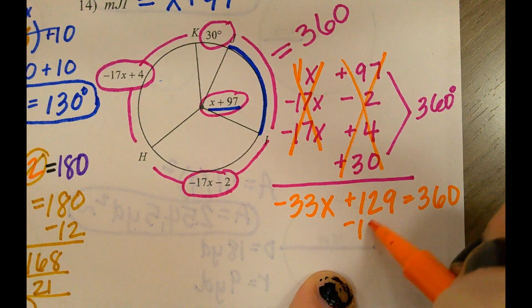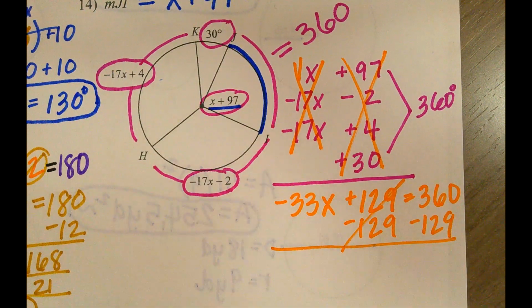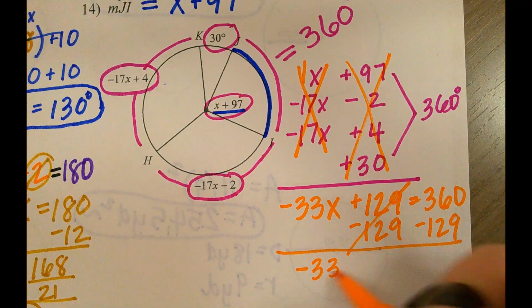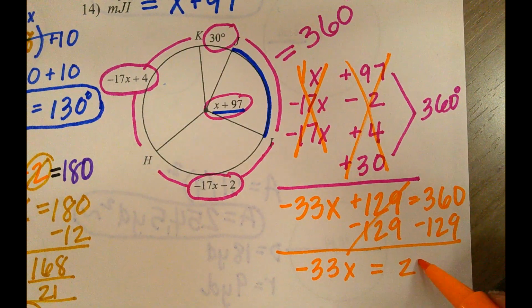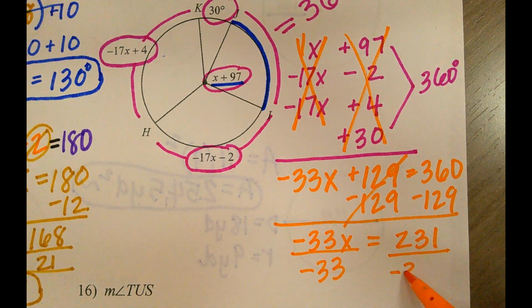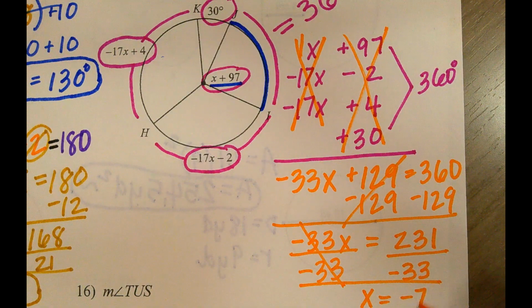So we'll continue that. We'll subtract the 129 from both sides. I'll bring down negative 33x equals 360 minus 129 is 231. What would my last step be? Divide both by negative 33. Yes, divide both sides by negative 33. X would equal negative 7. Perfect. X equals negative 7.